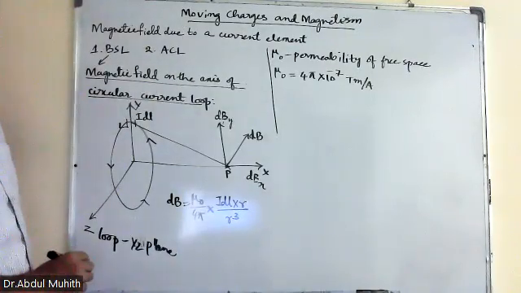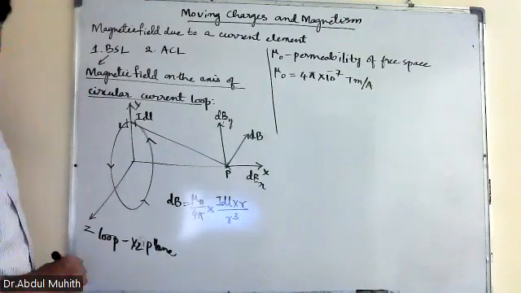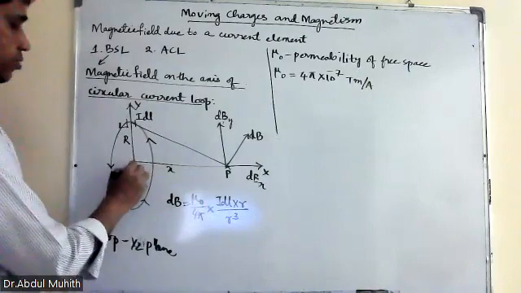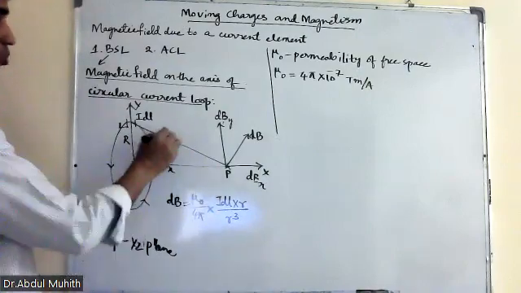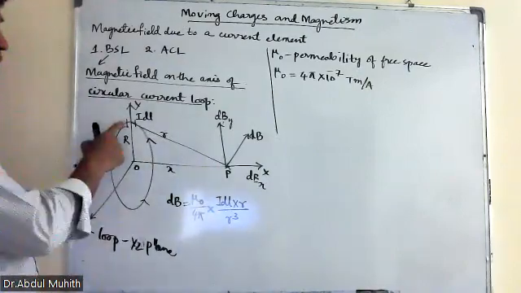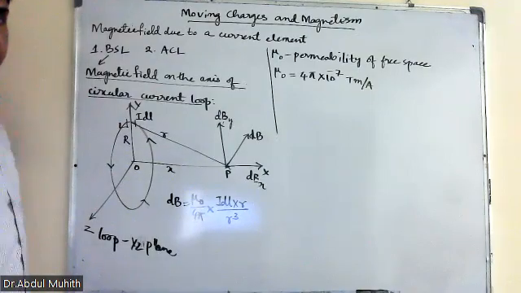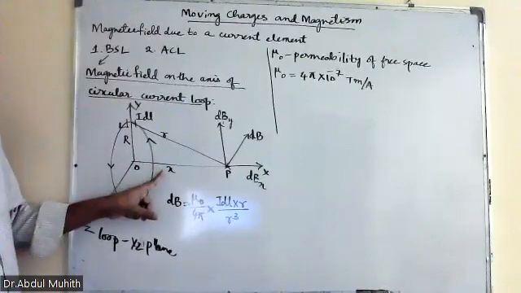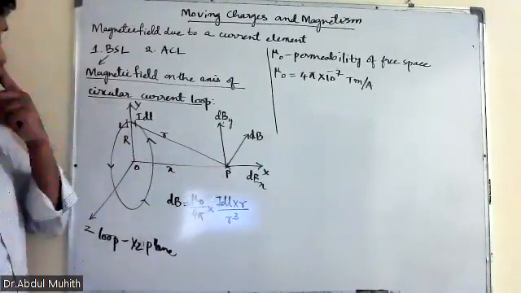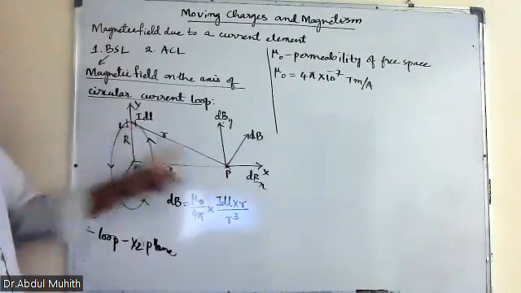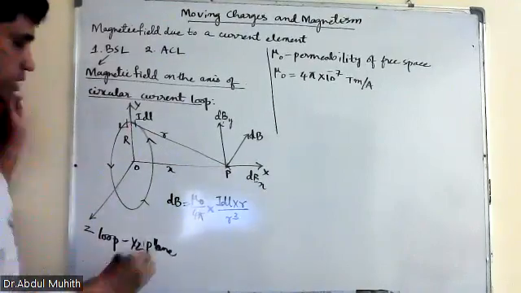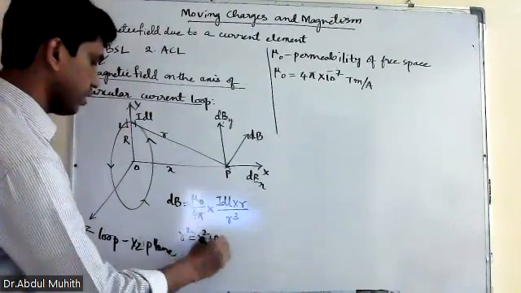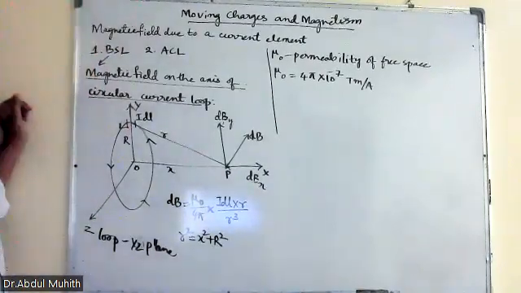Here, capital R is the radius of the loop, X is the distance from the center of the wire to the point P, and small r is the distance from the current element to point P. Now if I use the Pythagoras theorem, r square is equal to x square plus R square.